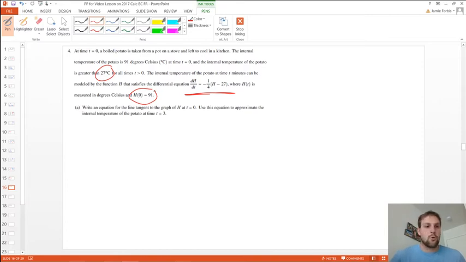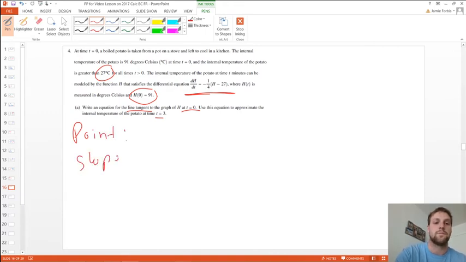A says, write an equation for the line tangent to the graph of h at t equals 0. And then we're going to use that to approximate h at t equals 3. All right, I told y'all all the time, if you ever see a line tangent, I would go ahead and write down, all right, we need a point. All right, we need a slope. All right, what's my point? Well, if I'm at time equals 0, that point is (0, 91). It told me that in the problem. There's my point. What's my slope?